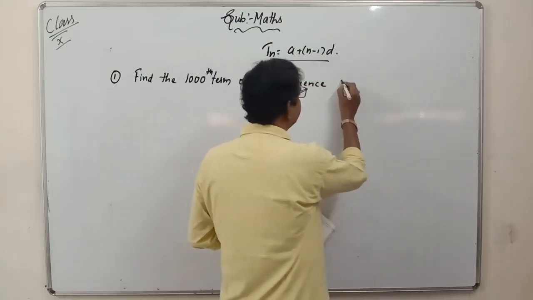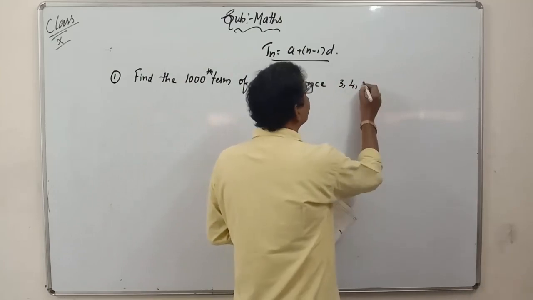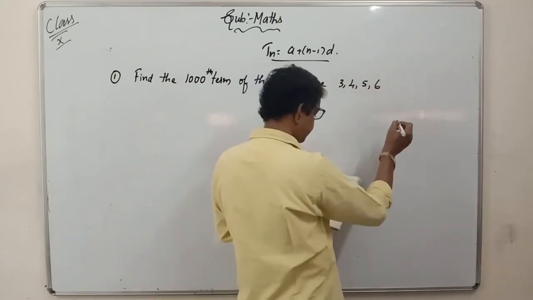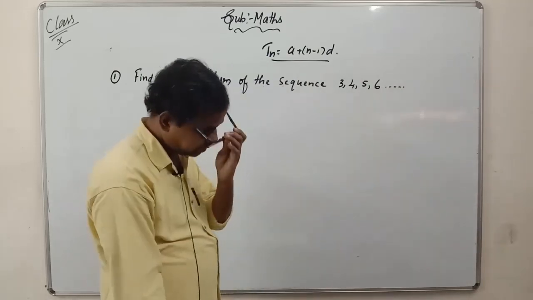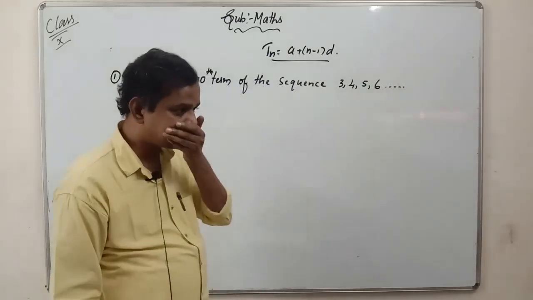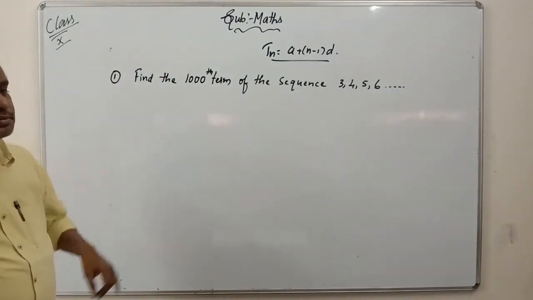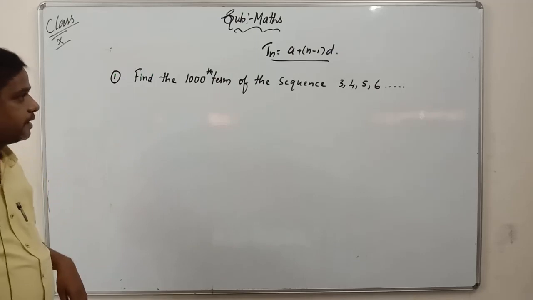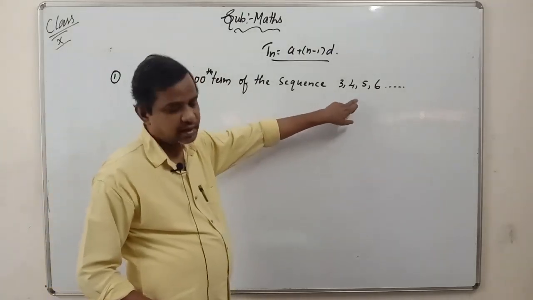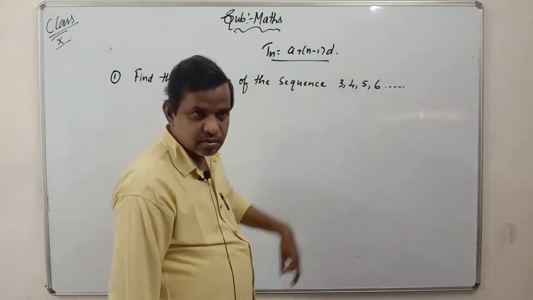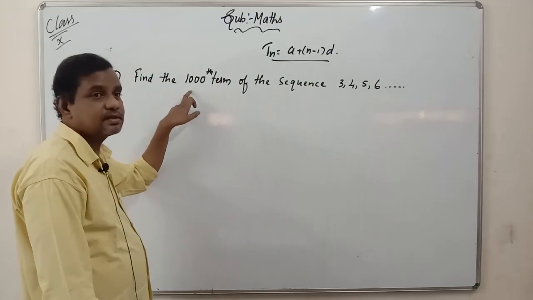3, 4, 5, 6. See how this makes the problem, and why the formula is so important. The sequence starts with 3, 4, 5, 6. So if you go on writing like this, which will be the 1000th term?